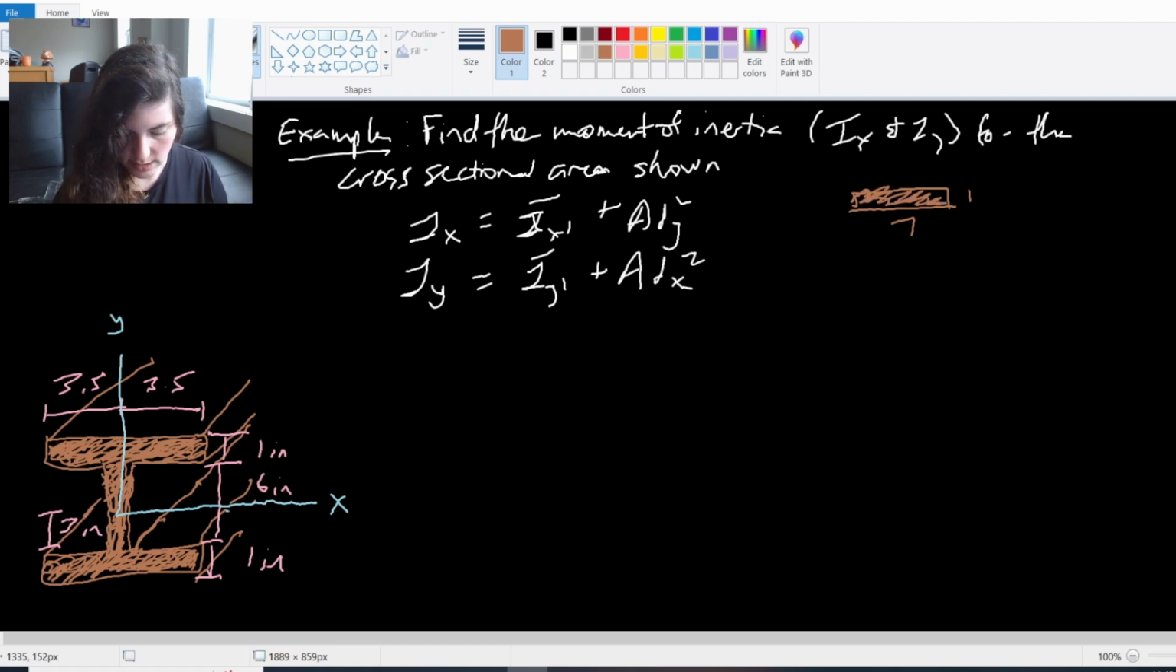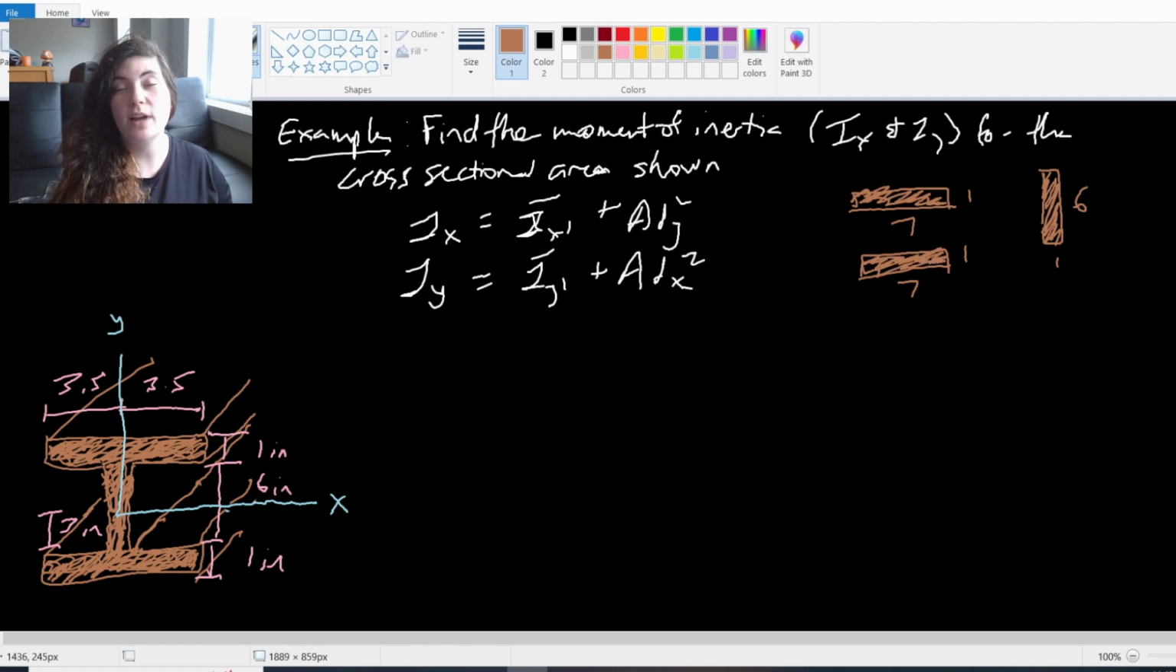And then our next is that center part, the long vertical part. It has a distance of 6 inches and a width of 1 inch. And then we'll see that our bottom shape actually mirrors our top shape exactly. So it's another one that is 1 by 7.